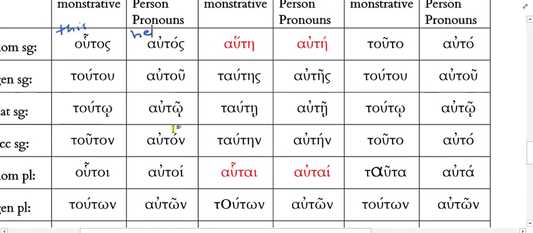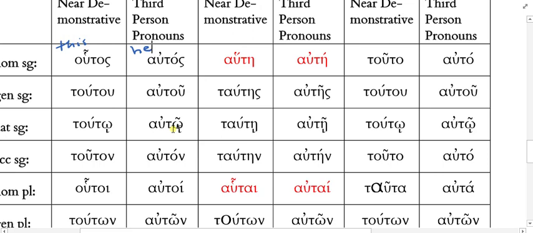Where the confusion can happen is on the feminine form. If you notice, the near demonstrative for this feminine thing is haute, and the third person pronoun she is autē. Okay, so notice we have a rough breathing right here, and the accent is on the first syllable. Haute, this feminine singular thing. Haute. For the pronoun she, smooth breathing, and the accent is not on the first syllable, but on the second one. Autē. Autē. So haute, this. Autē.